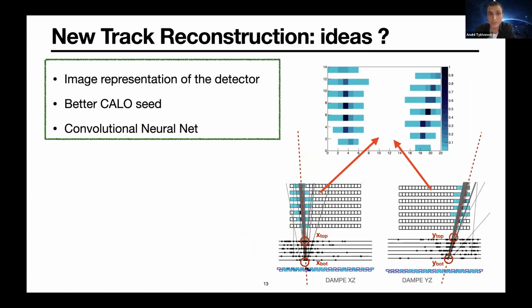Now I'm going to talk about the actual algorithm that we developed. Naturally, the first thing that we want to improve is the calorimeter seed. So we ask ourselves a question: can we fit a shower direction better than you do with the standard analytical methods of shower momentum fitting, etc.? Our approach is based on convolutional neural nets. So we take an image of the calorimeter and combine two projections.